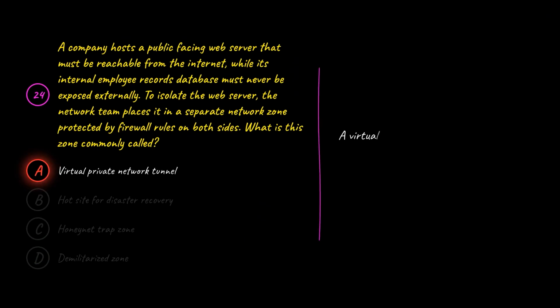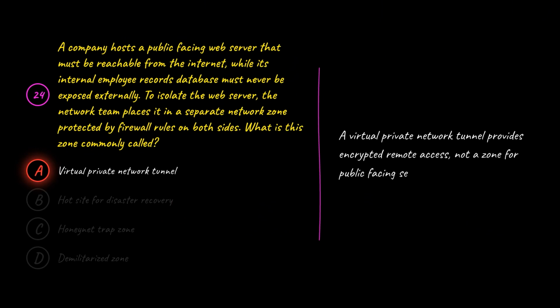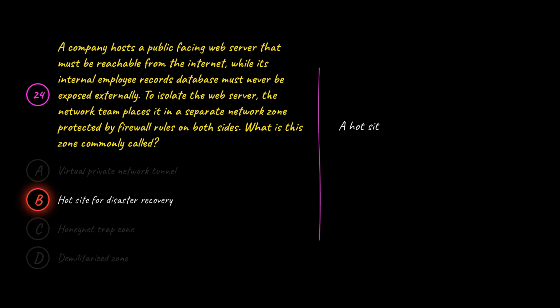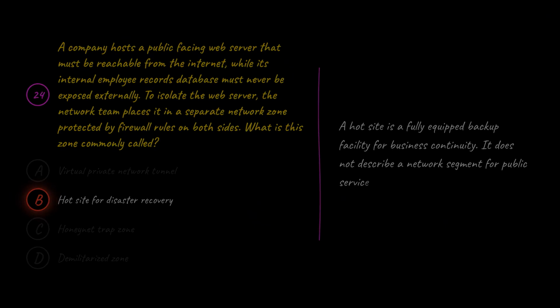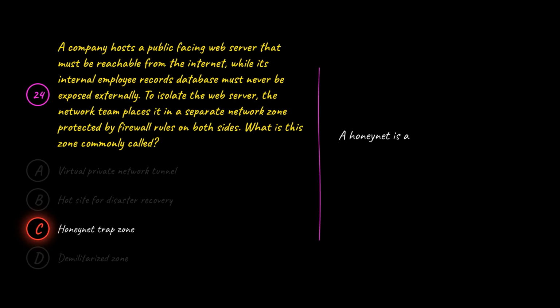A is wrong because a virtual private network tunnel provides encrypted remote access, not a zone for public-facing services. B is wrong because a hot site is a fully equipped backup facility for business continuity. It does not describe a network segment for public services. C is wrong because a honeynet is a deliberate trap to attract attackers for study. It is not where production public services are hosted.